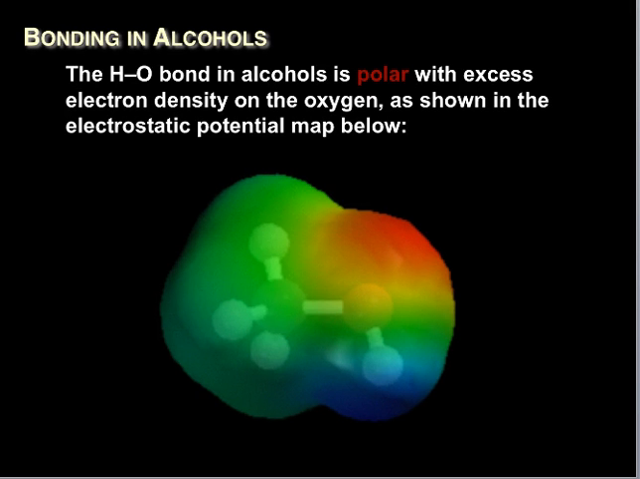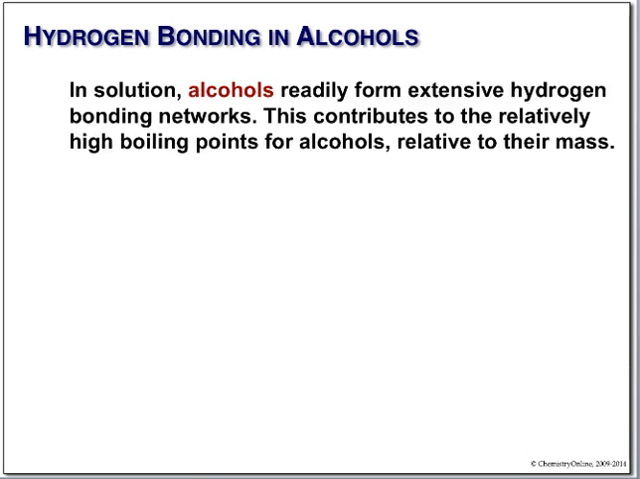That's their high electron density. Again, this is low electron density, this is high electron density. This is also polarized here. The oxygen, being more electronegative, draws electrons away from the attached carbon. The fact that we have a polar OH bond here allows alcohols, just like water, to undergo hydrogen bonding.